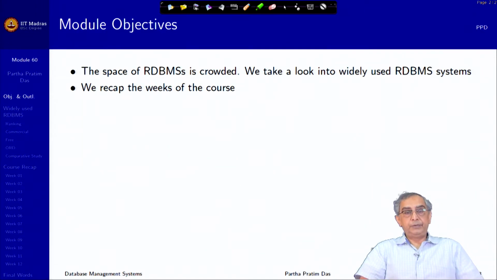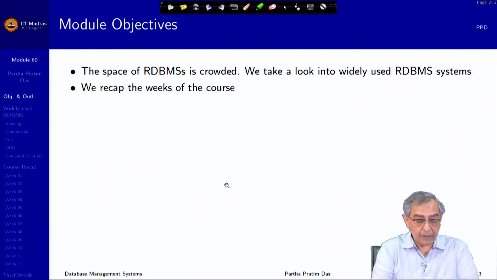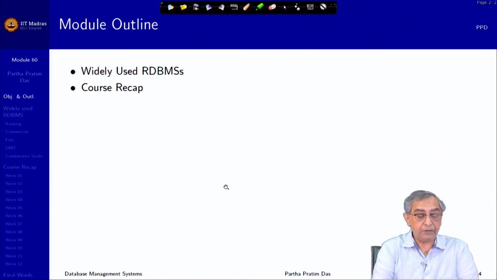In this module, which is going to be the last module of the course, we would take a look into the widely used RDBMS systems. You must understand that this is not for memorizing everything by heart, but to give you an idea of what are the commonly used systems, and the probability that when you go to work, you will work with one of them is extremely high. And we of course recap the weeks of the course very briefly, just to be able to summarize everything. So, those are the two topics for this module.